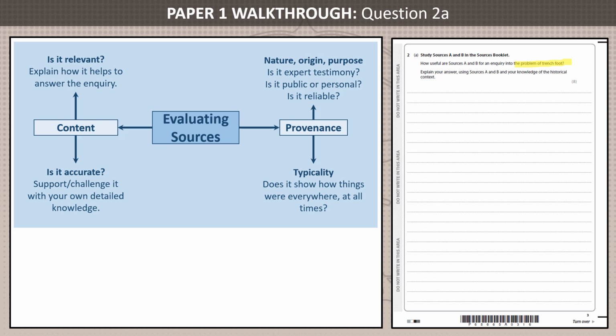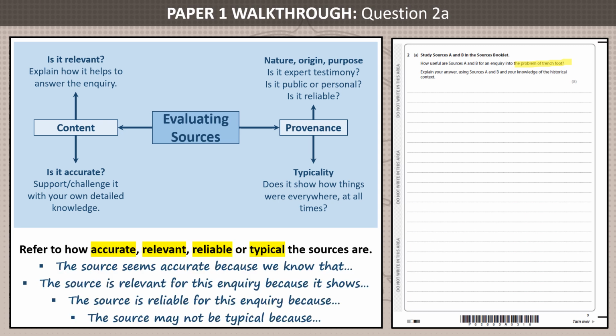Now, although you're not going to comment on all of these aspects, you are going to try and comment on some of them in your answer. When you're doing this, you might refer to how accurate, how reliable, how relevant, or how typical the source is. And you can see that I've given you some sentence starters which you could use in your work here.